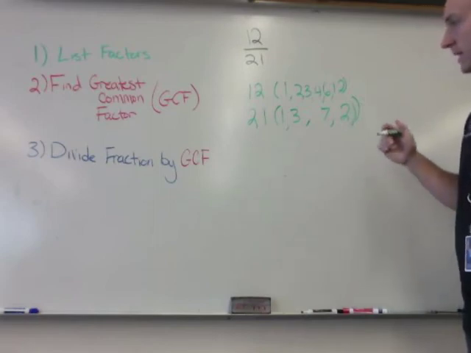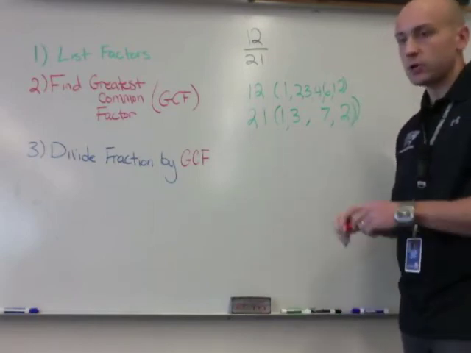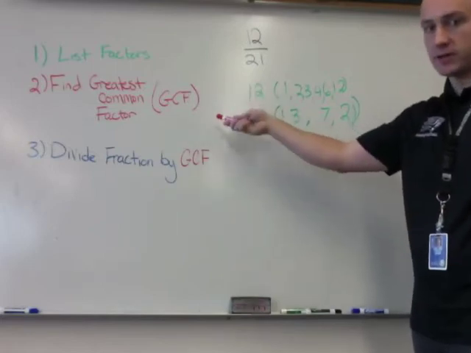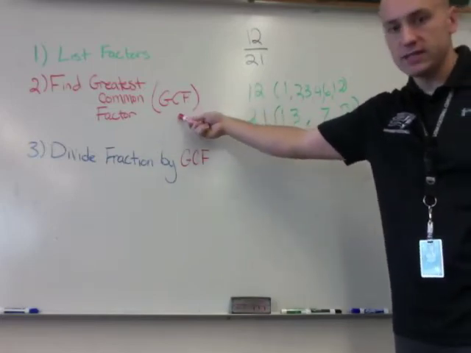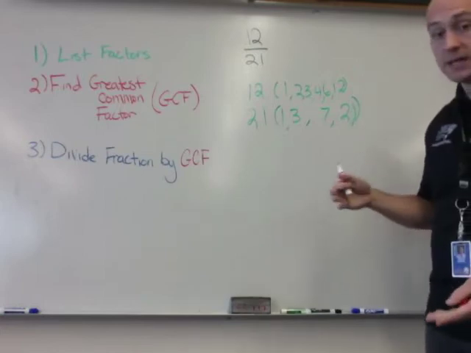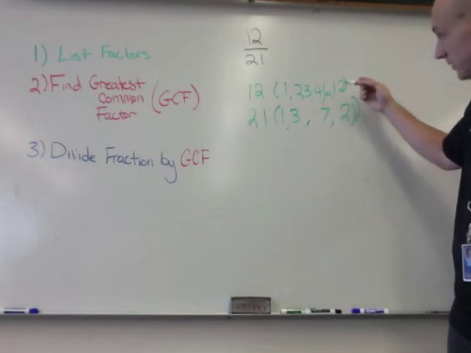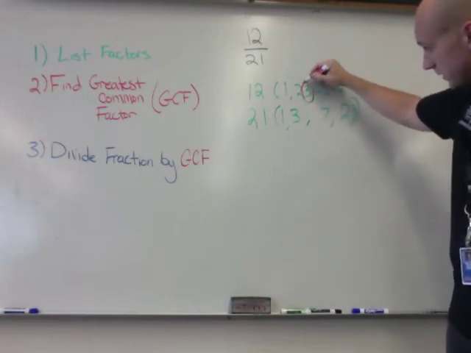So the next step after we list our factors is we need to find the greatest common factor. We call that the GCF, greatest common factor. The greatest common factor means the biggest number that they both have in common. So the biggest number that both of these have in common is 3.